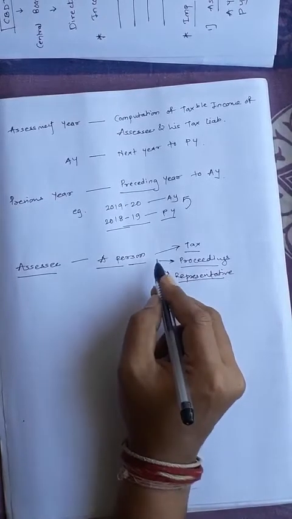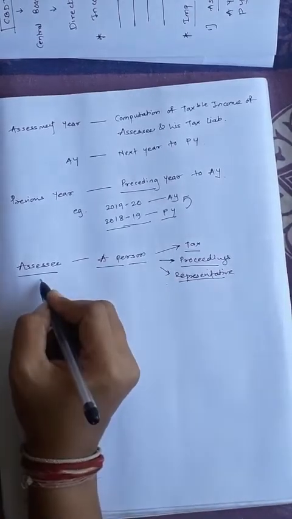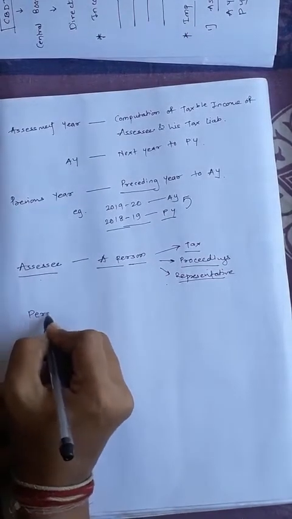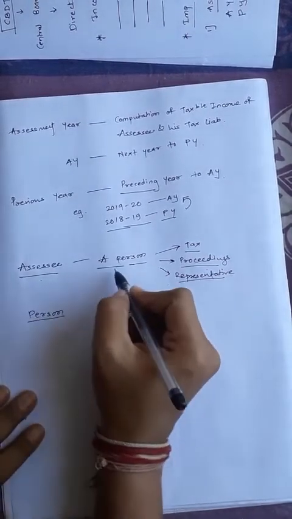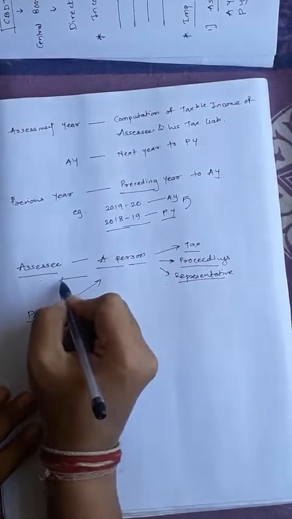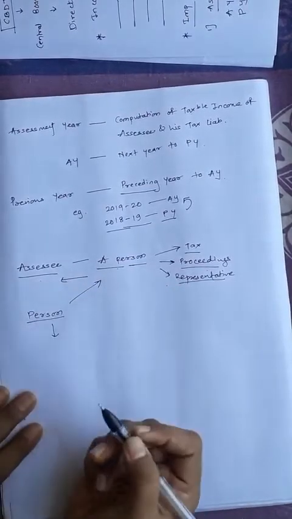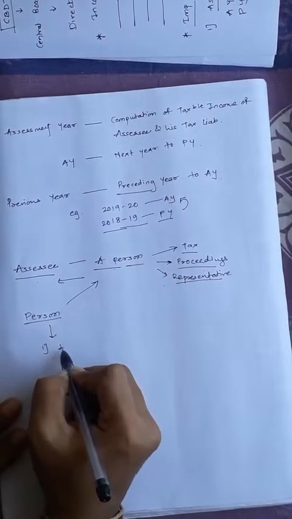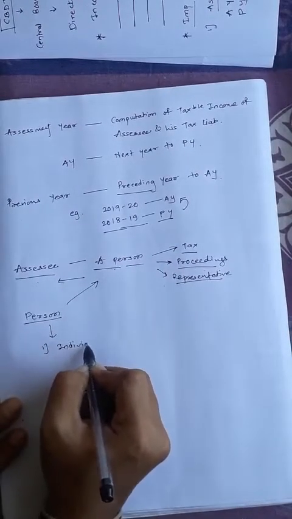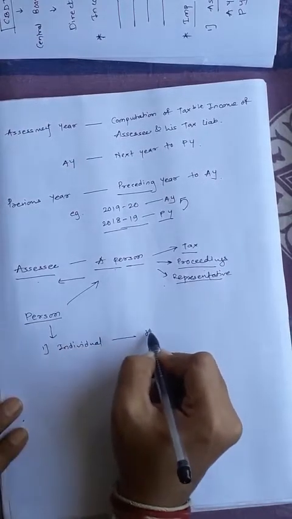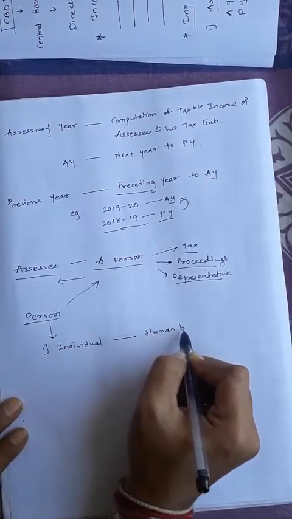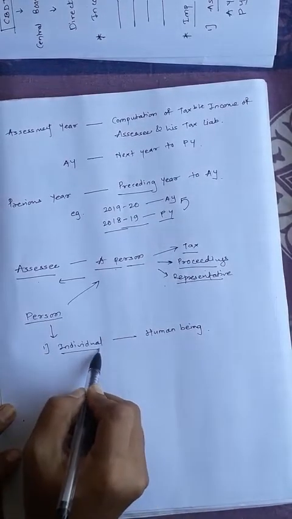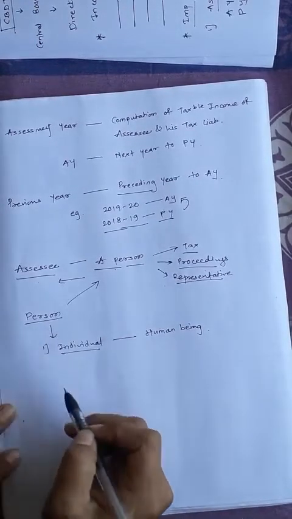So these are some of the important things to remember to whom to call as an assessee. The next important term is person. A person can become assessee. So we need to know to whom to call as a person. In general sense, we used to call an individual, that is a natural human being, as person. But this is the only one aspect or one type of person.